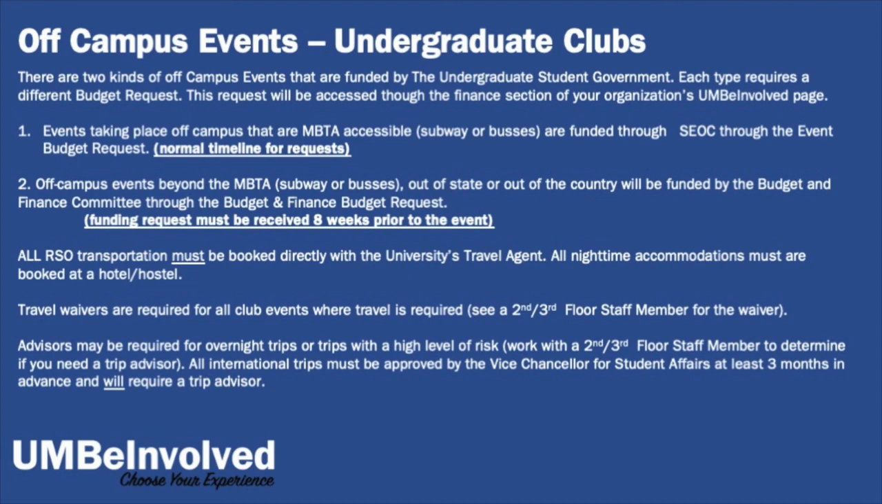Off-campus events. Undergraduate clubs. There are two kinds of off-campus events that are funded by the undergraduate student government. Each type requires a different budget request. These requests can be accessed through the finance section of the organization's UMBelnvolved page. Events taking place off-campus that are MBTA accessible, subway or buses, are funded through SEOC through the event budget request.